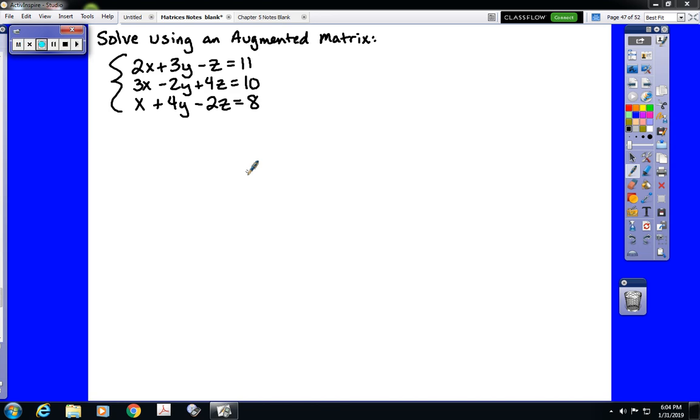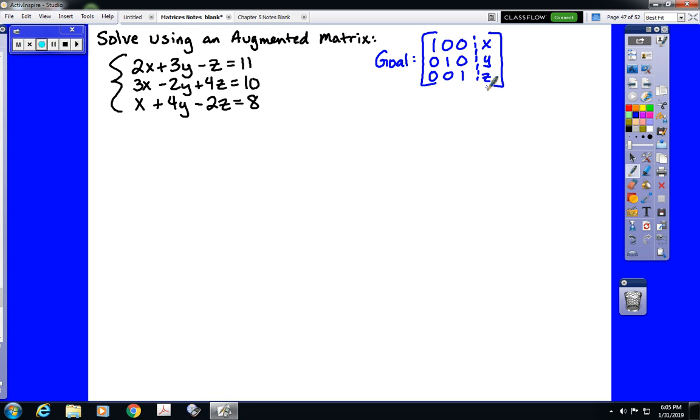Alright, this video is showing our example of using an augmented matrix to solve a system of 3 equations and 3 unknowns. Now remember, the only difference between this and the previous video is that the goal is a little bit different because there are more numbers in the problem. We still want the identity matrix, and our augmented area will give us our x, our y, and our z value. So the major difference is how we work the problem.